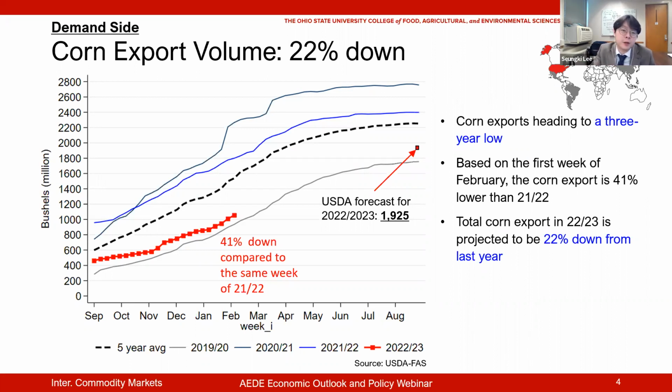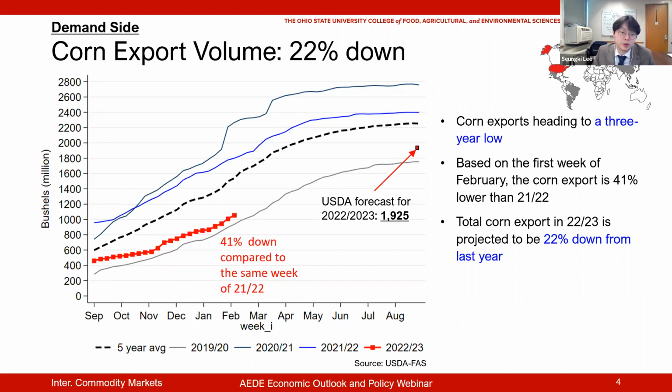Based on the first week of February, the corn export is about 41% lower than last year. So this red line is indicating the current year's export progress, the dashed line is the 5-year average, and the blue line is the previous year's export records. And the USDA forecast is about 1.9 billion bushels, as shown as a red dot here.